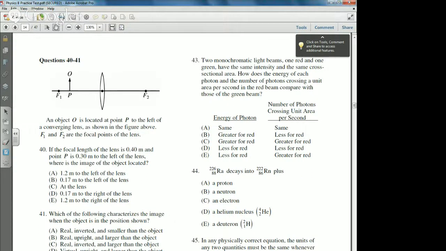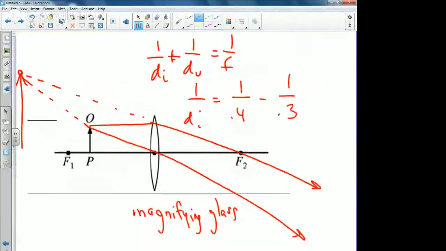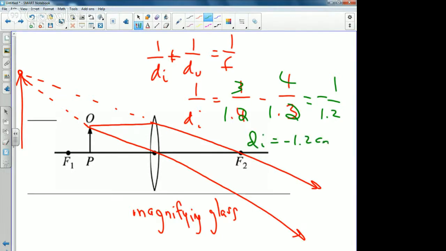So anyway, in this case over here, we could do this with math as well, using the focal length and point P. 1 over di plus 1 over do equals 1 over f. So 1 over di is equal to 1 over 0.4, I think, was it? Yeah, 0.4, minus 1 over 0.3. You just subtract them out. 3 over 1.2 minus 4 over 1.2 equals negative 1 over 1.2. So di is equal to negative 1.2 meters or centimeters or whatever it was.